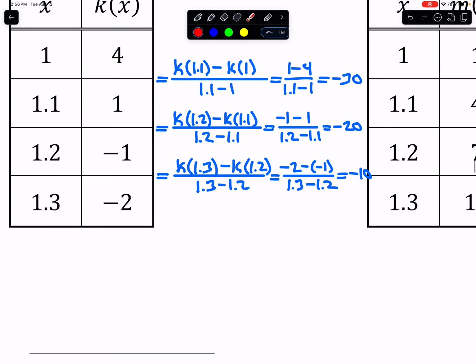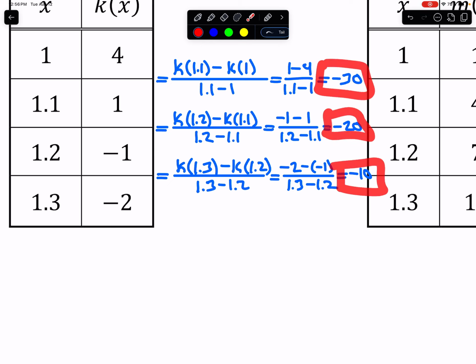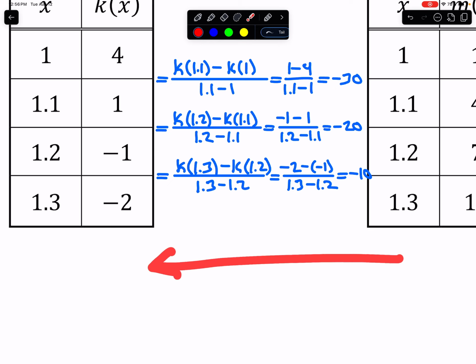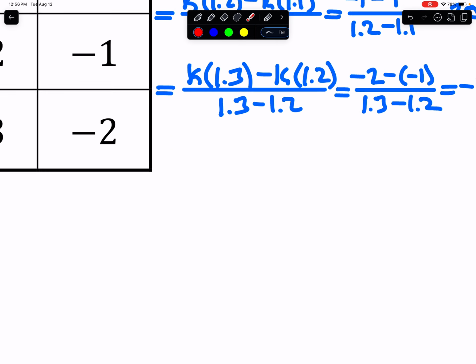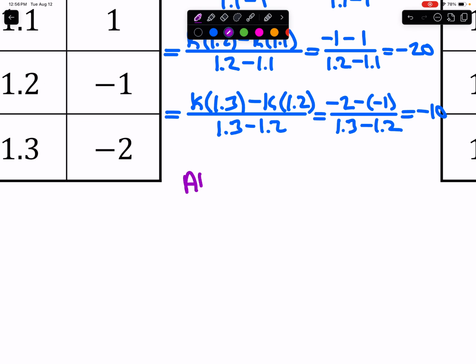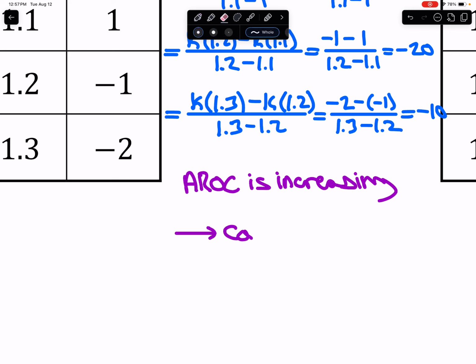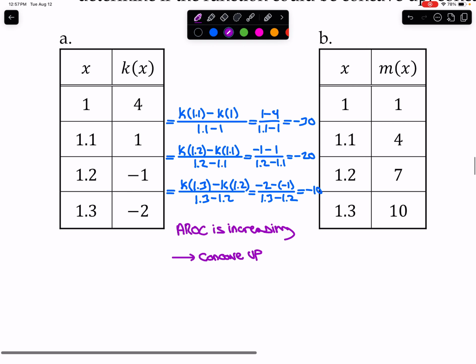So notice how your AROCs were getting closer and closer. So think of the number line. I have negative 30, negative 20, negative 10. So we're moving further and further to positive infinity. So that means your AROC is getting bigger. So your AROC is increasing. From that information, what that tells you is that your function here is going to be concave up. So that's what we're looking at.